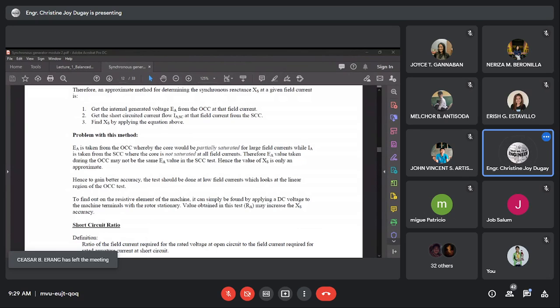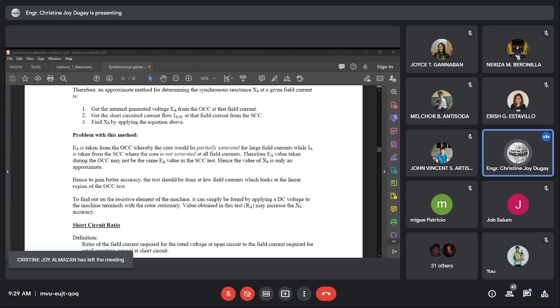Okay? So, hence, if you are going to gain better accuracy, the test should be done at the low field currents, which looks at the linear region of the OCC test. Tama, no? Para pareho silang linear. But then to find out the resistive element of the machine, it can simply be found by applying the DC voltage to the machine terminals with the rotor stationary. The value obtained by the test RA may increase the XS accuracy.